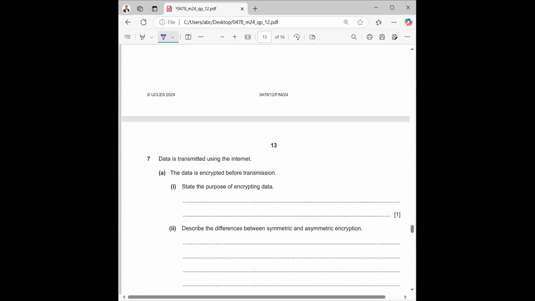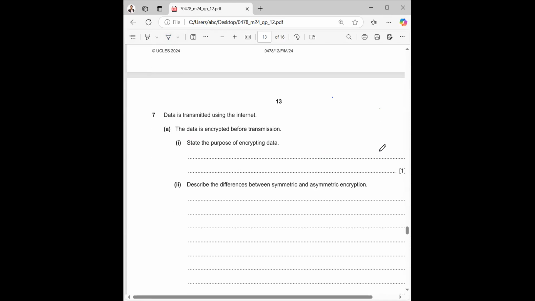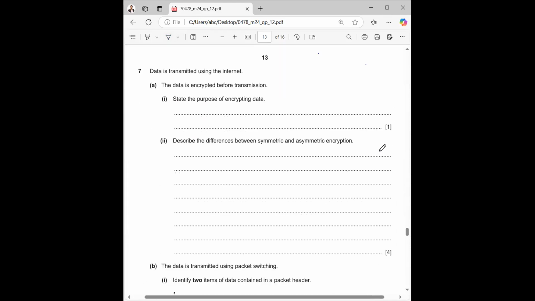Then I have question number 7. Question number 7 says that the data is encrypted before transmission. State the purpose of encryption. Now, please do not write that it prevents the data from being hacked. The concept is that it does not prevent the data from being hacked. The data can still be hacked or corrupted. The point is that it only makes the data meaningless to the one who hacks it. So what is the purpose of encrypting the data?